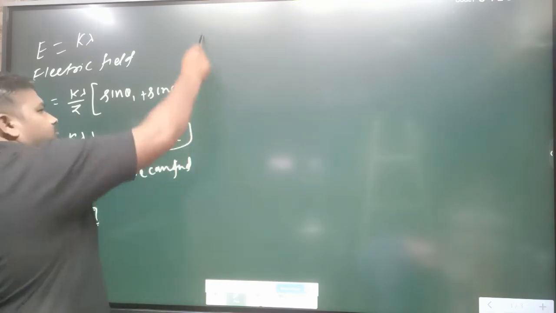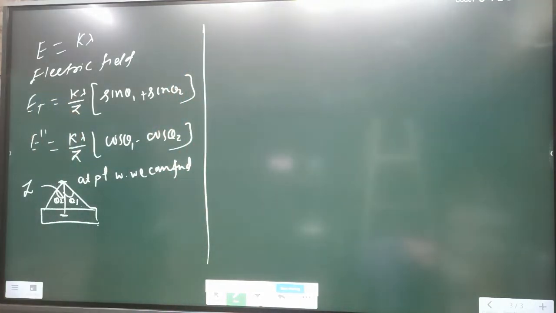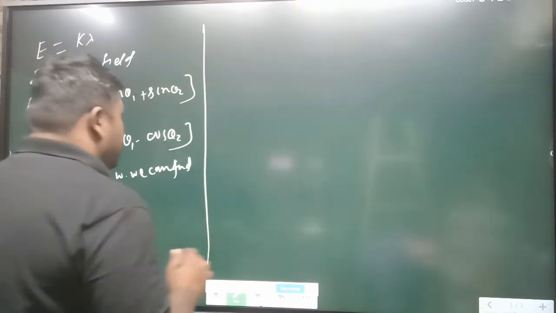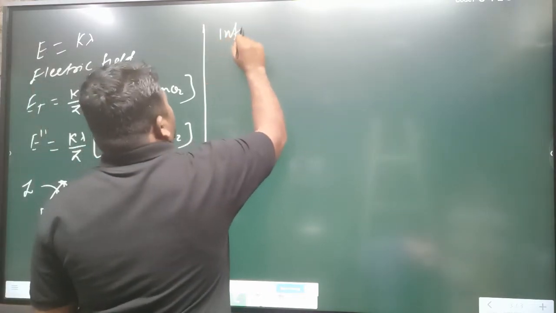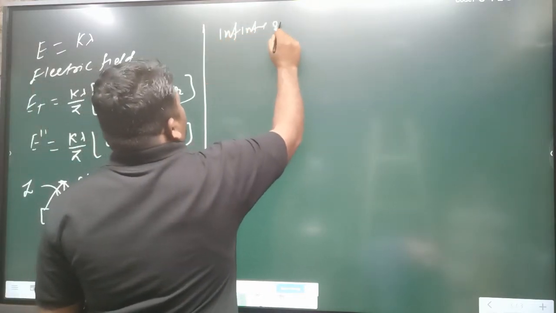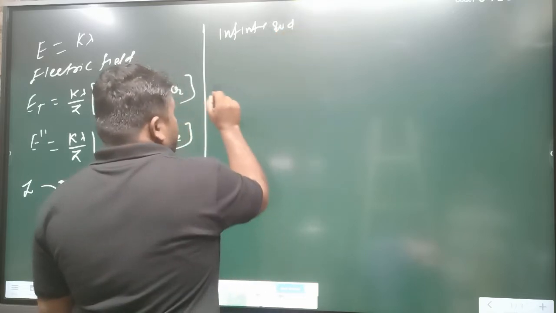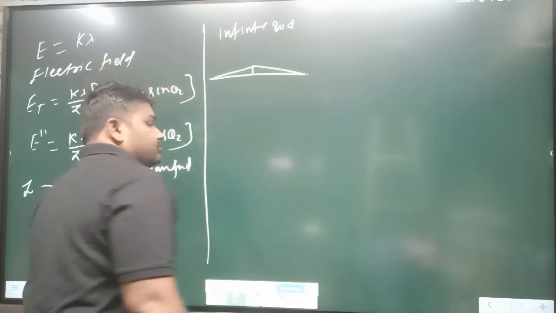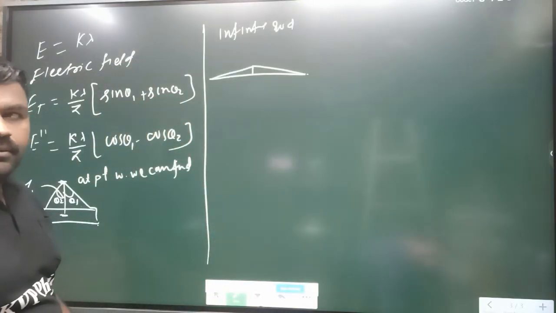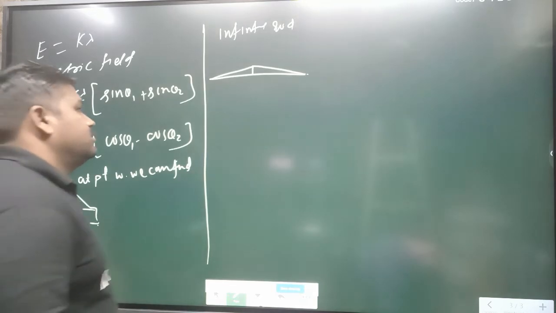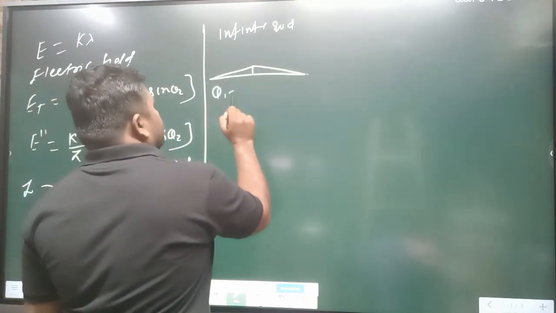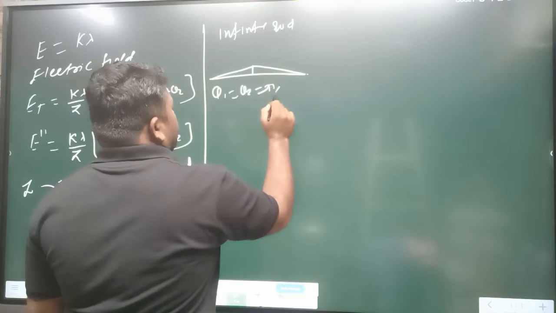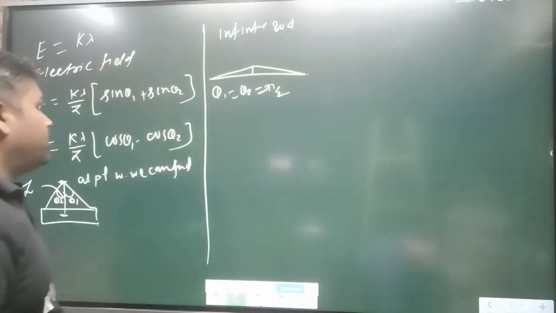Next. Suppose the length of rod is L, or we can take directly an infinite wire, infinite rod. What is the value of theta 1 and theta 2 for an infinite rod? Pi by 2. Theta 1 is equal to theta 2 is equal to how much? Pi by 2.